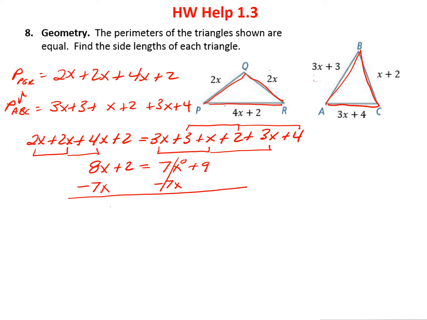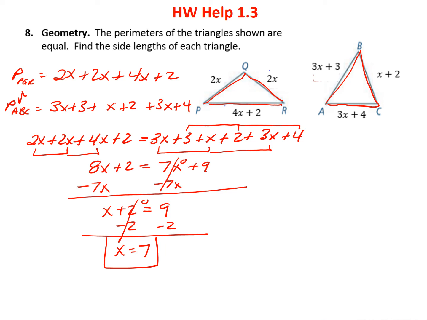8x minus 7x is 1x. So I have x plus 2 equals 9. Almost there. Undo the plus 2 by subtracting 2. 2 minus 2 is 0, so I have x equals 7. And so our answer is x equals 7. Now they want the length of each side. Well, to find the length of each side, you're going to have to plug this into each of these.